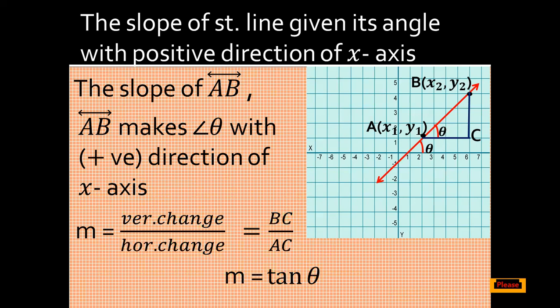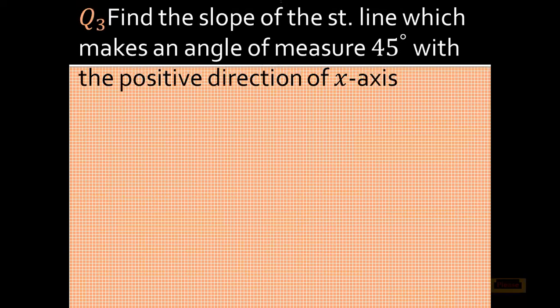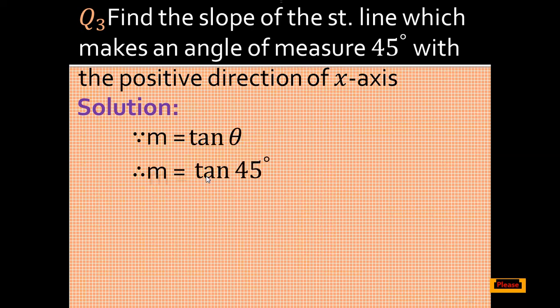Then the slope of this straight line equals the tangent of the angle which this straight line makes with the positive direction of the x-axis. For example, find the slope of a straight line which makes an angle of measure 45 with the positive direction of the x-axis. Directly, the slope equals tan theta equals tan 45. By using your calculator, the slope equals 1.